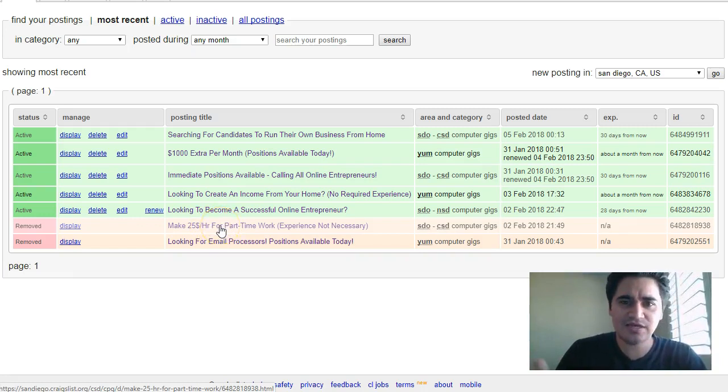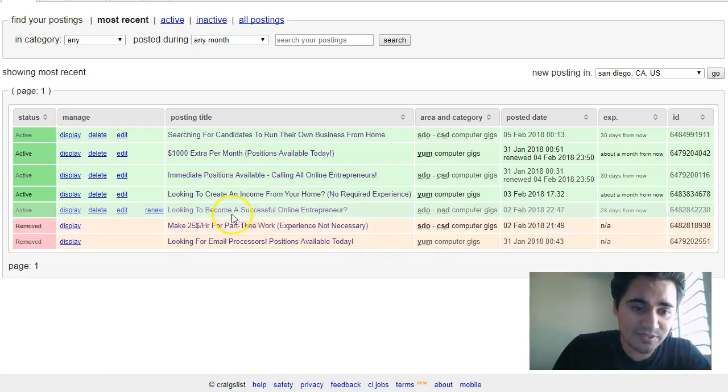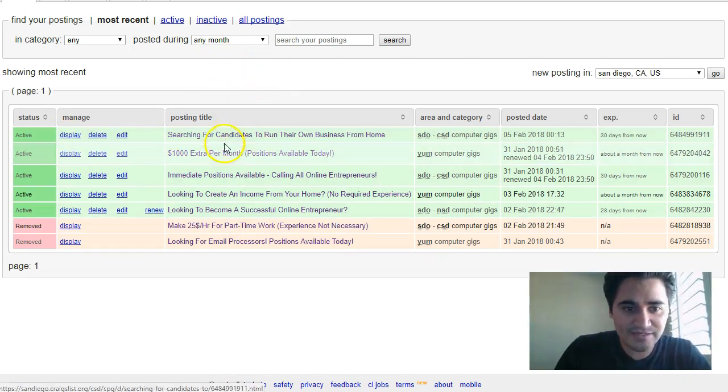People can flag them. They can report them as spam if they don't like your post, and if more people are reporting it as spam than people are clicking it and not reporting it, then you're going to get flagged. Your ad is going to be removed. So that's what happened with this other one. Oh, actually, it looks like I have to renew this one. I'll renew it a little later. So these are 5 active ads that I have.